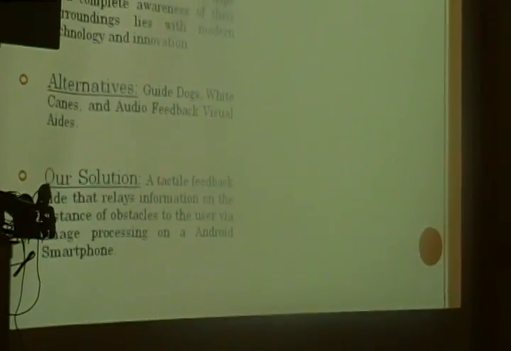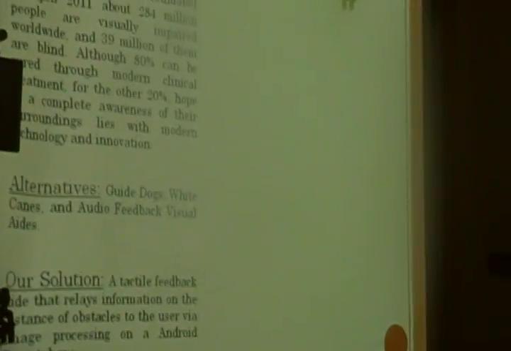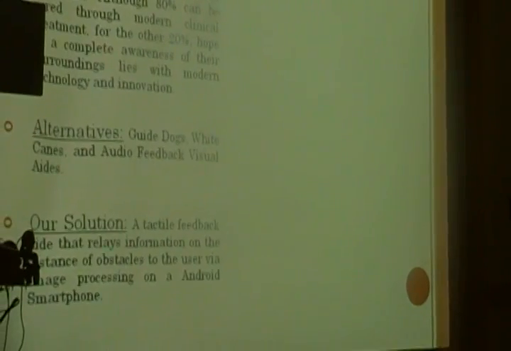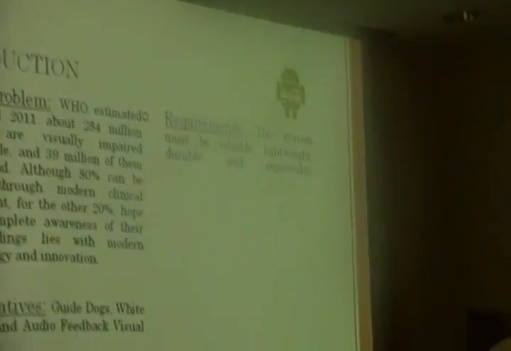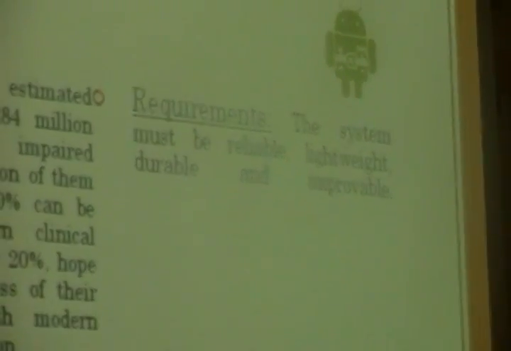So our solution was to use, as you remember the title, Haptic Vision Substitution. So haptic is a tactile feedback. We're using the sensation of touch to relay the information of the obstacles that are around the user. The requirements of this system is that it should be reliable, lightweight, durable, and improvable. We want to make it customizable for every user.